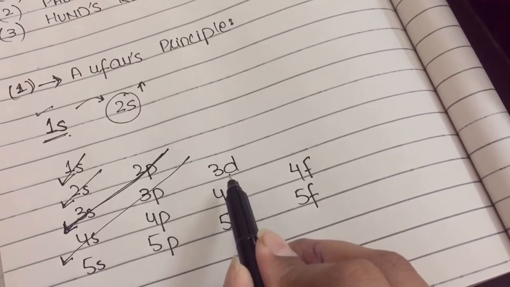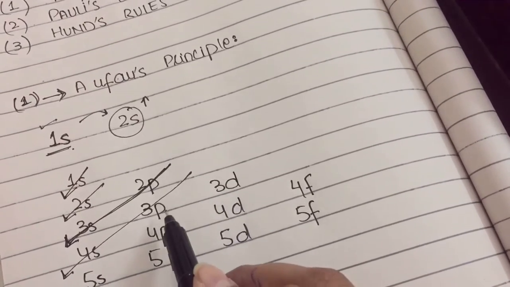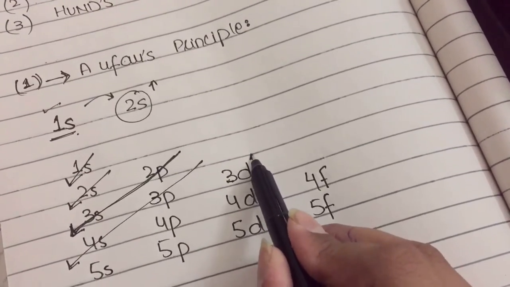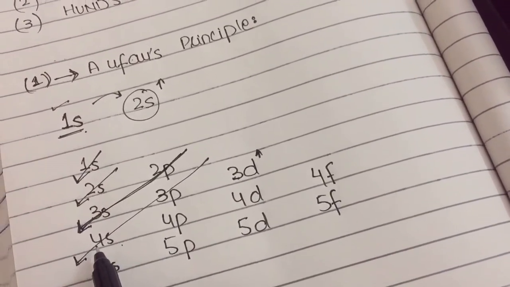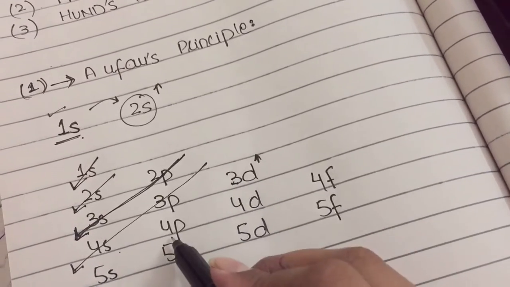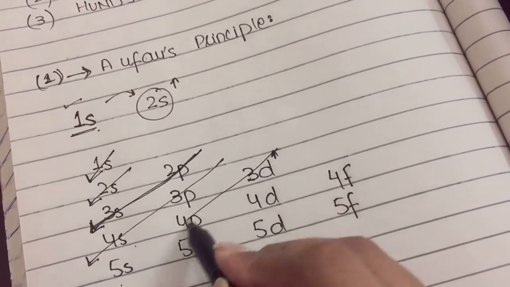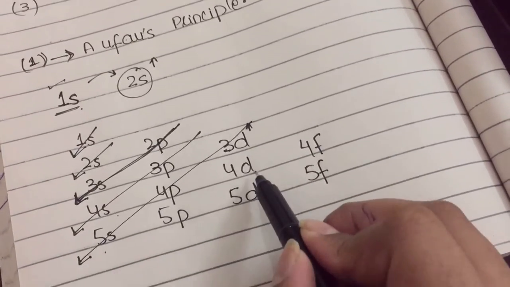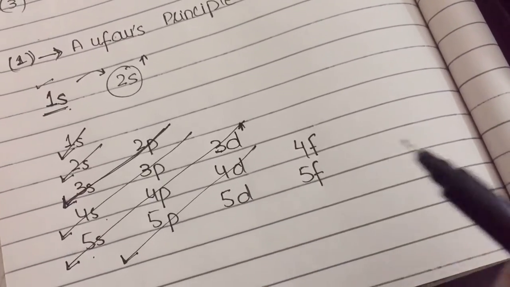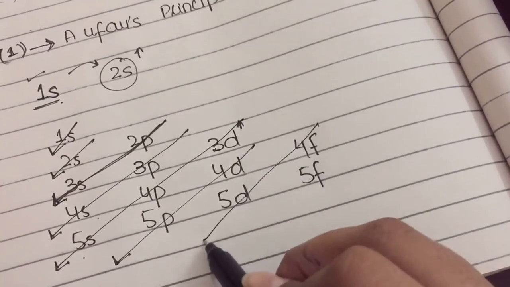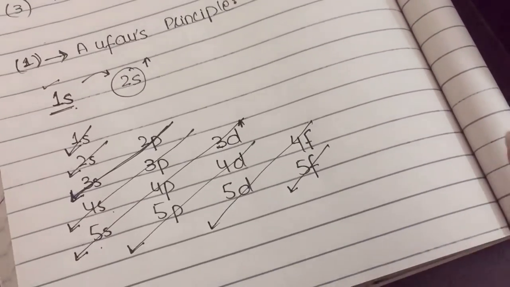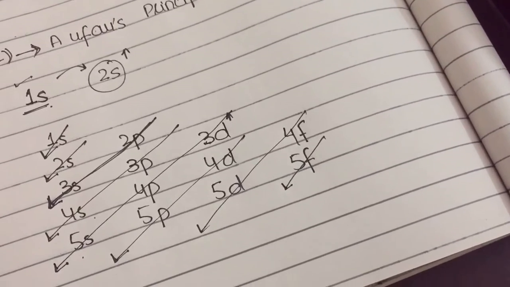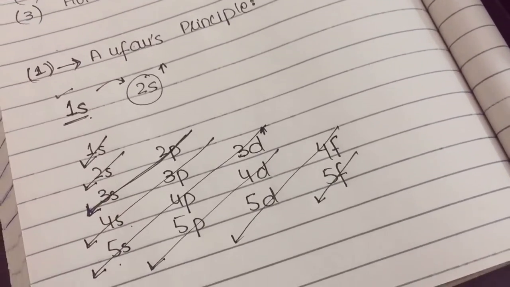Before going to 3d, the electron will fill into the 4s because the energy level of the 3d is higher than the 4s. So 4s will be filled first, then 3d, then 4p, then 5s, then 4d, 5p, and then the 4f, 5d, and the last one, the 5f. It is the basic structure of the electron filling diagram, the energy level diagram, just for understanding.